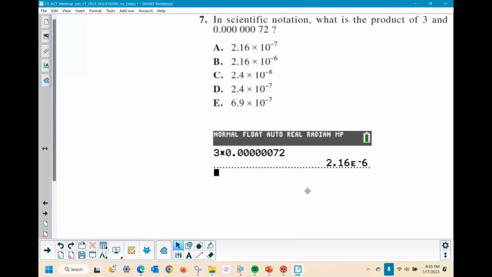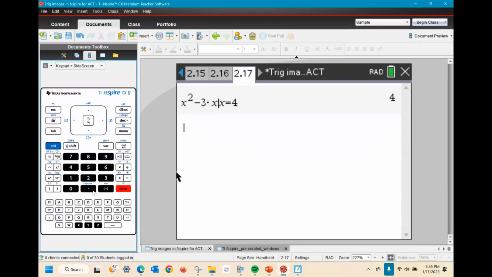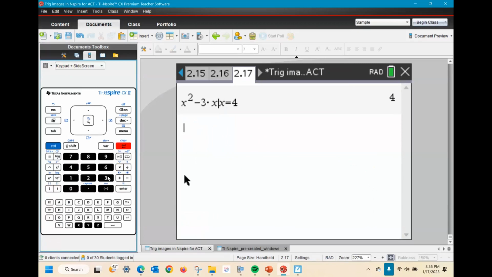Tom, can you do this one on Inspire? I know that we're running out of time, but I want to show you something. Inspire rounds it. You have to change it to exponential or scientific format. Tom, don't do that. Go to Inspire, type in the problem. You're going to learn something. Type in 3 times 0.000006 and then 72.